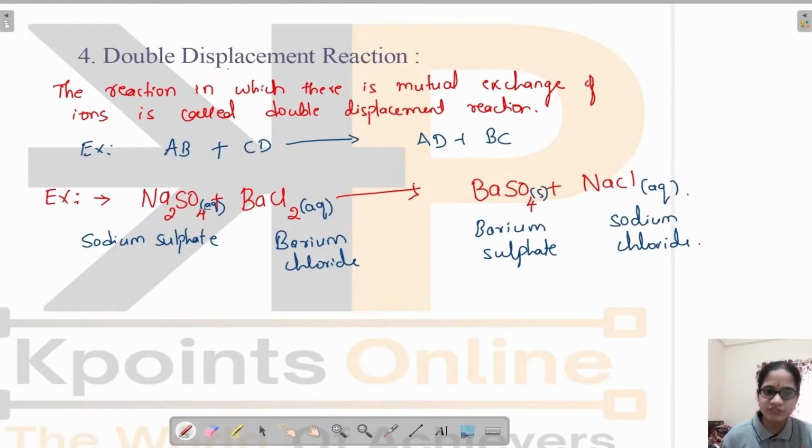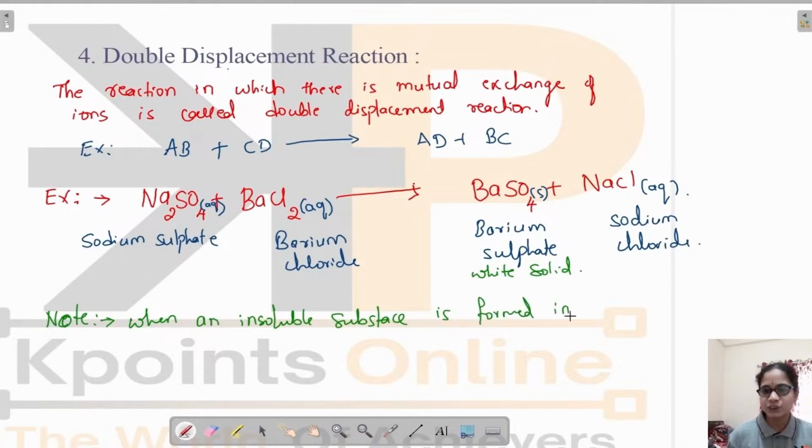The sodium cation of this reactant reacts with chloride anion of this reactant to form sodium chloride, and barium cation of this reactant reacts with sulfate anion of this reactant to form barium sulfate. There is a mutual exchange of ions. See here, the solid precipitate is formed, meaning whenever an insoluble substance is formed in a reaction mixture, we call it a precipitate, and the reaction is called a precipitate reaction. Here it is a white solid. When an insoluble substance is formed in a reaction, then the reaction is called a precipitation reaction.